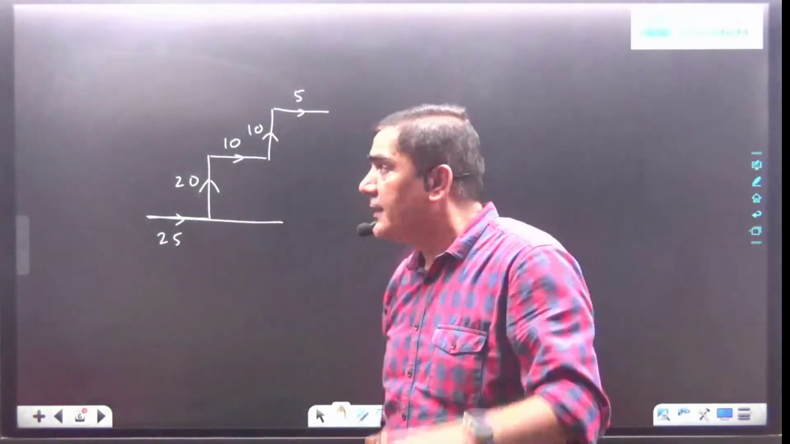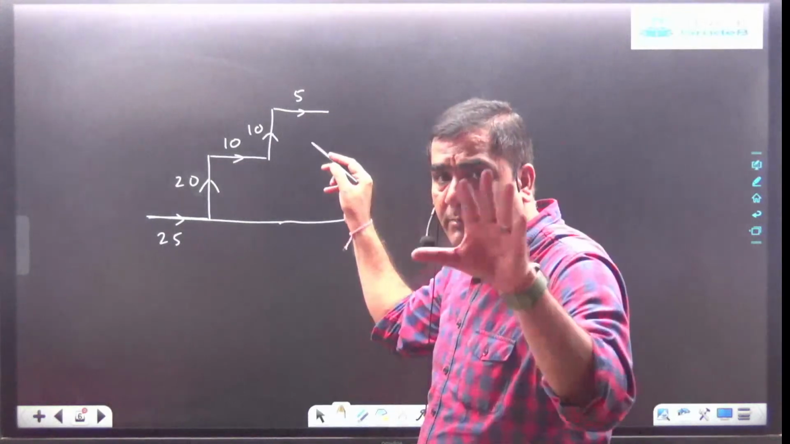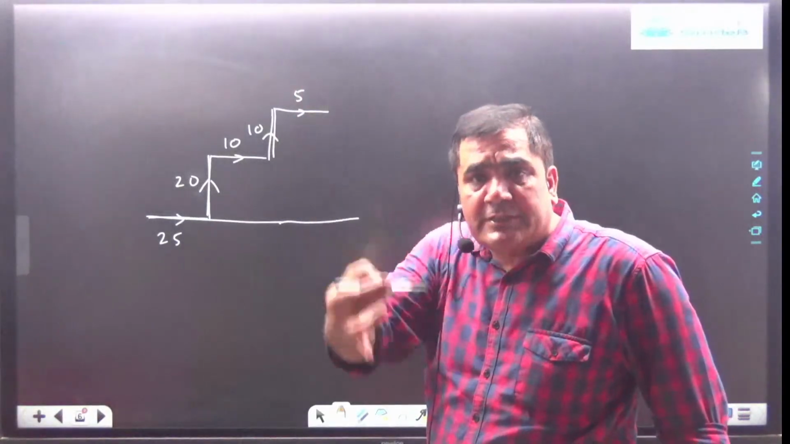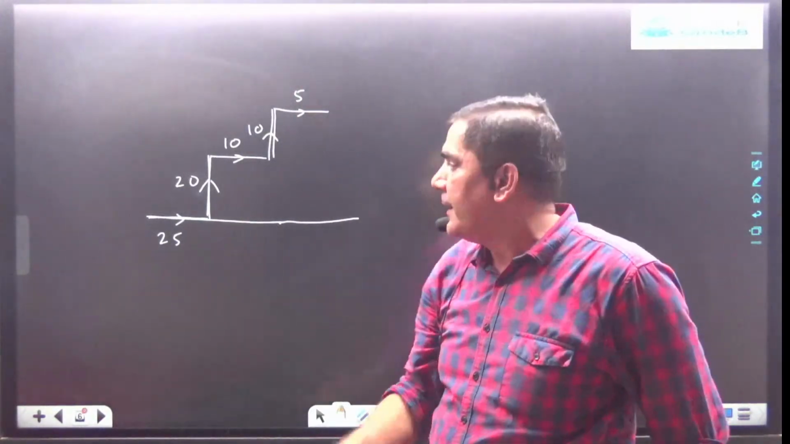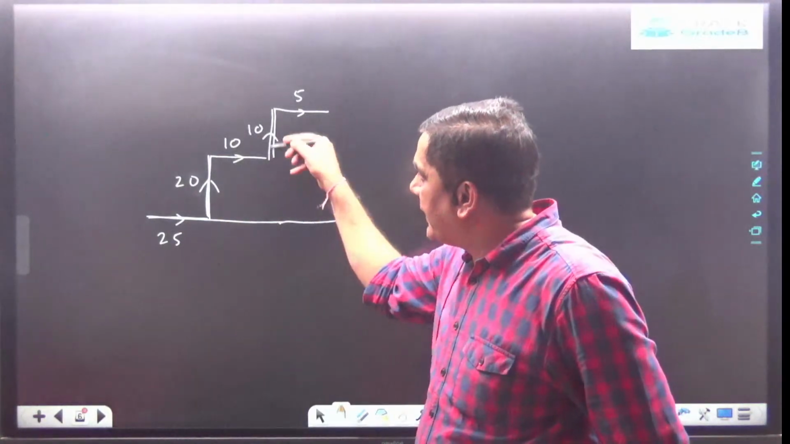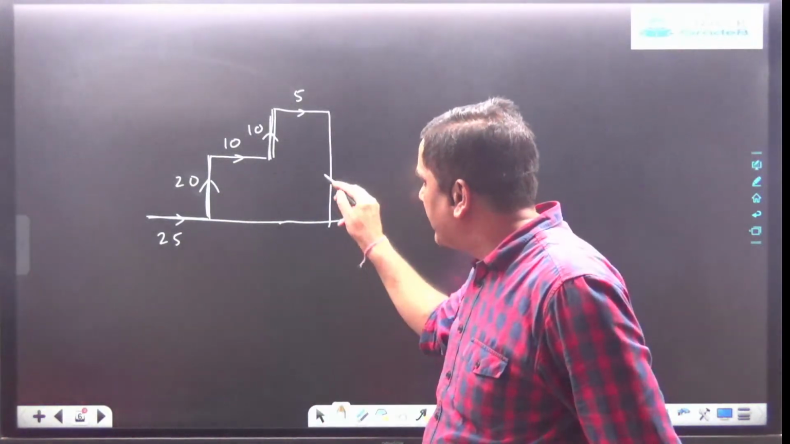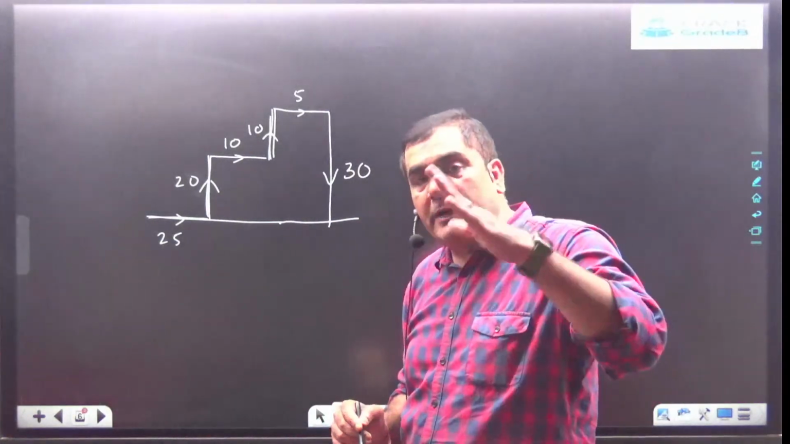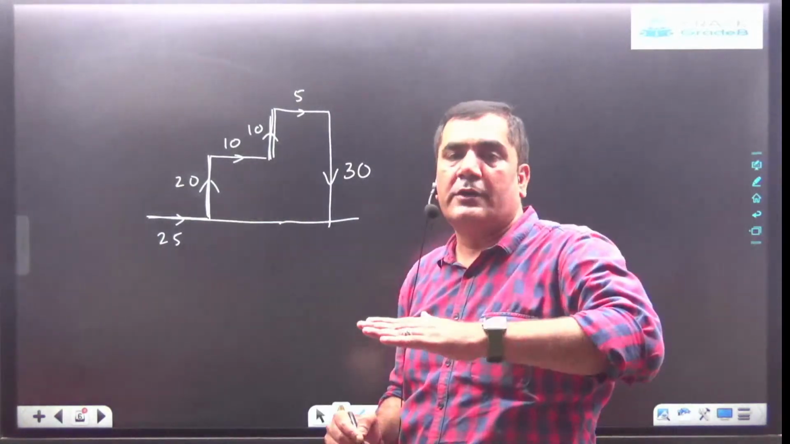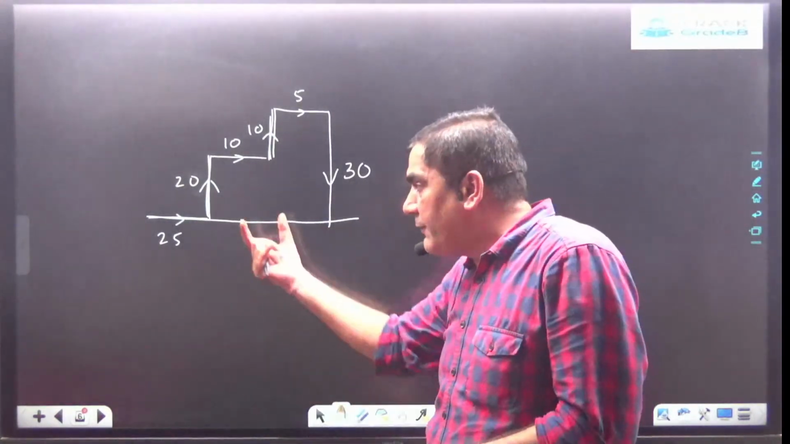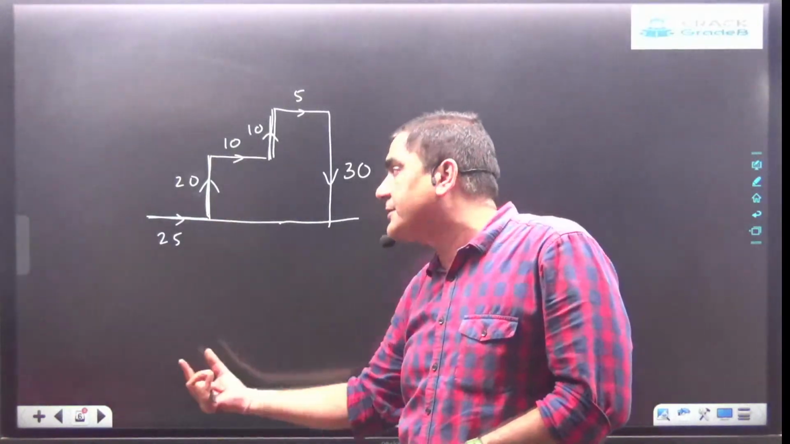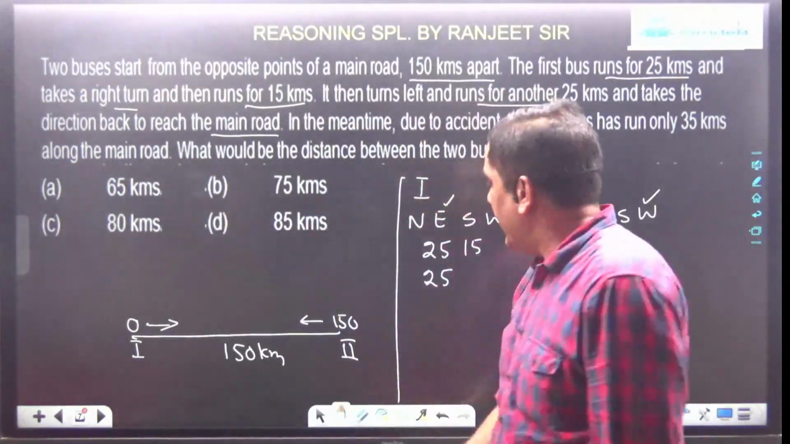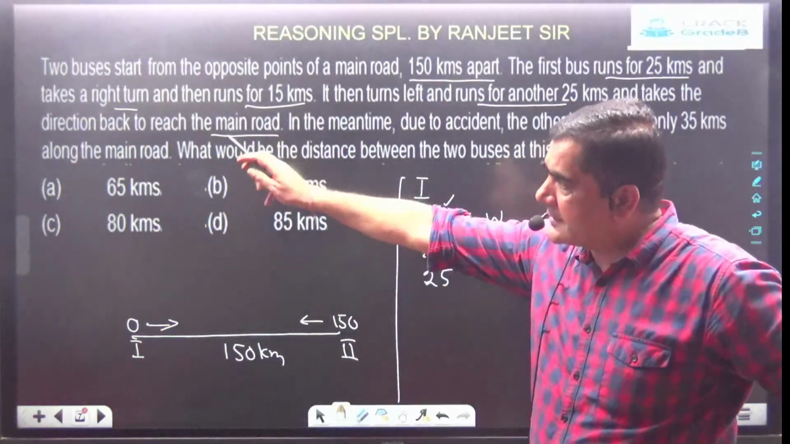And if they are saying the bus comes back to the main road, means what? Whatever distance the bus has covered in the north direction, the same complete distance the bus is going to cover in the south direction. See here, in the up direction the bus has gone 20 and 10, which is 30. So now the bus will come down with 30. So coming back to the main road means the bus will be neither above nor below the road. It will be on the road. Whatever distance the bus has covered in south, the same distance the bus is going to cover in north also. Clear?